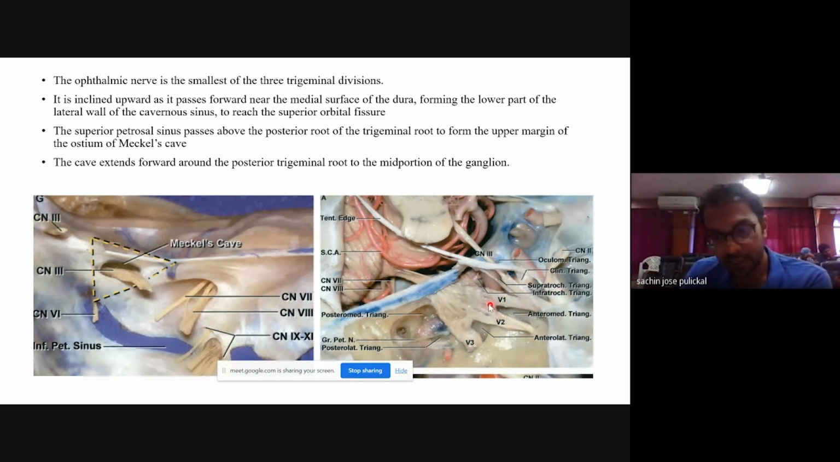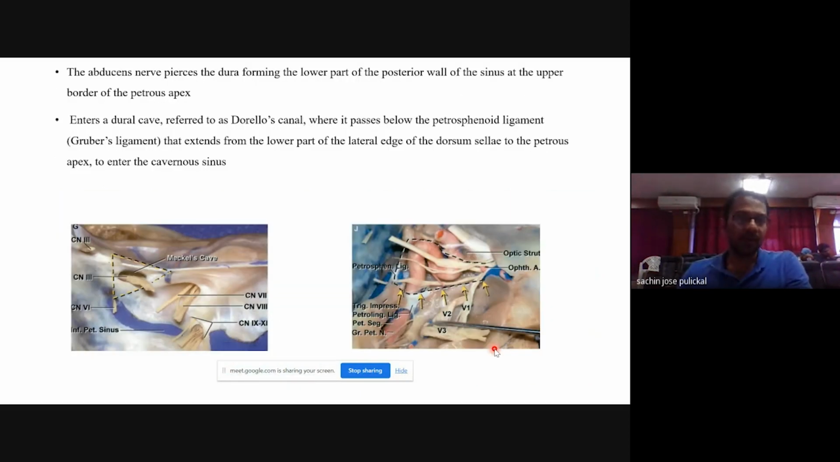Like I told, the inferior aspect of Gasserian ganglion and the V2, V3 are situated outside the cavernous sinus. Although they are related to the cavernous sinus, it's outside the cavernous sinus. Okay. So, like I told, you can see the abducens nerve entering through the Gruber's ligament into the supratentorial compartment, and Meckel's cave, which is situated superolateral to it. This is again a revision. This is the petrosphenoid ligament or the Gruber's ligament, which forms a canal, which is called the Dorello's canal, through which sixth nerve enters into the cavernous sinus and courses lateral.